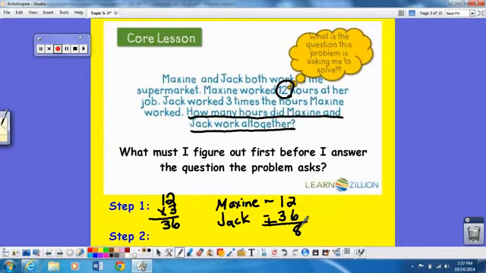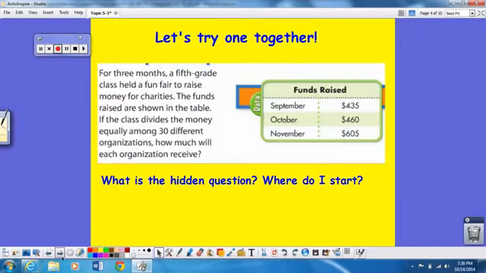6 plus 2 is 8. 1 plus 3 is 4. So to answer this question, how many hours did Maxine and Jack work all together? The correct answer would be 48. Again, we had to do a hidden question and find the answer to that before we were able to add it all in together.